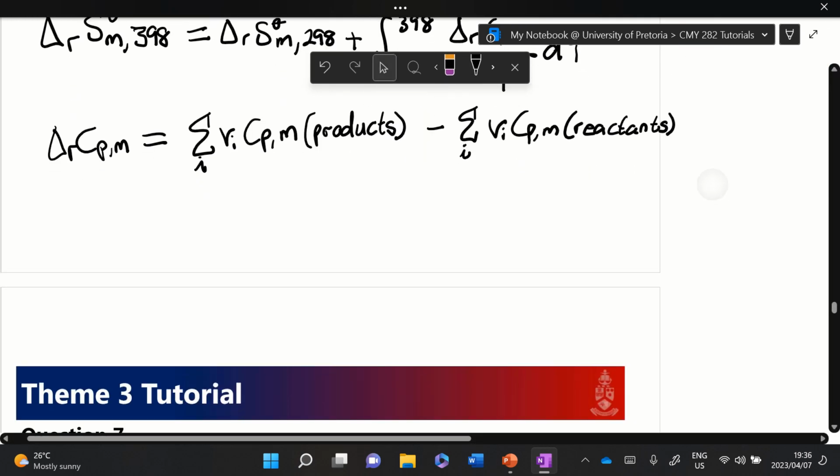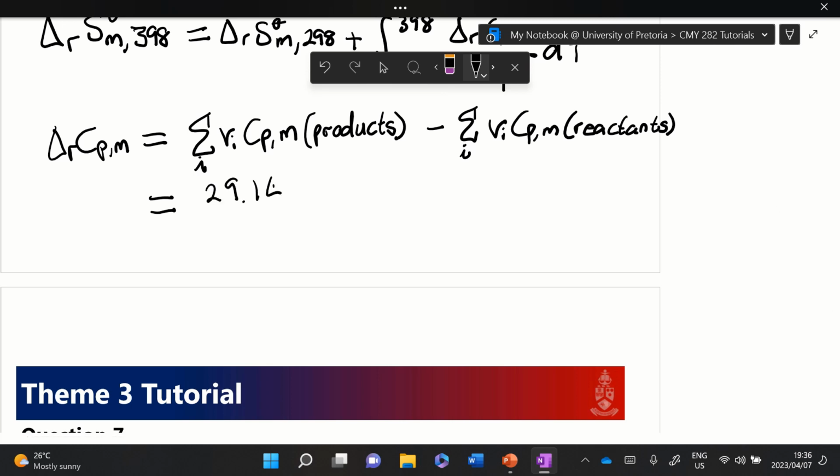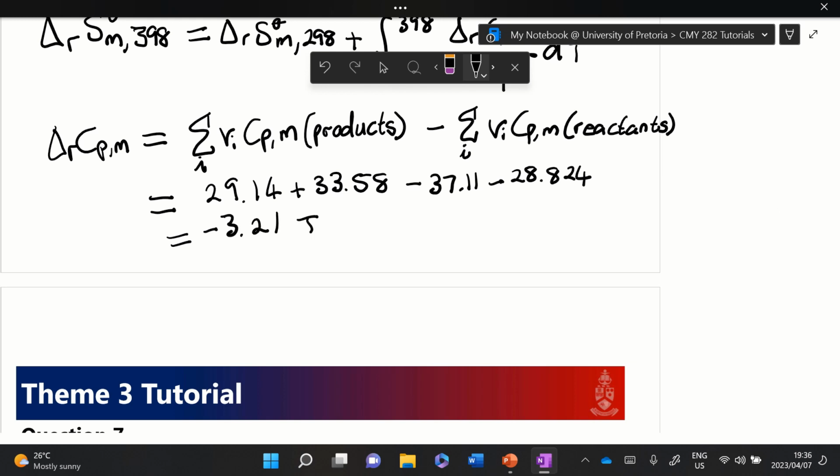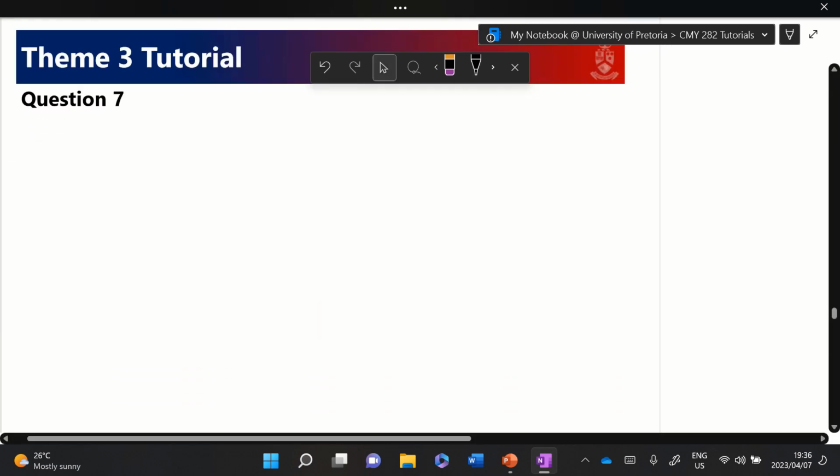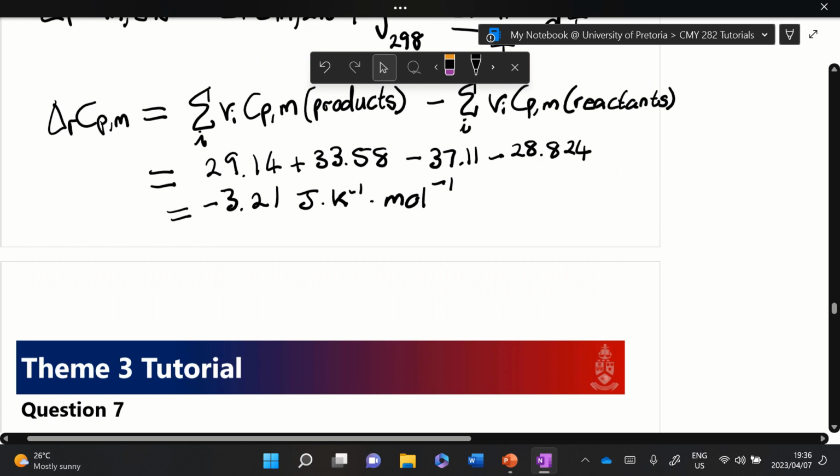equal to 29.14 plus 33.58 minus 37.11 minus 28.824, which gives us minus 3.21 joule per Kelvin per mole. Okay, so we can substitute that in then.